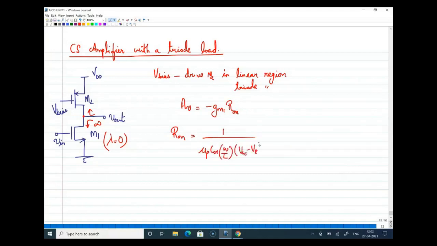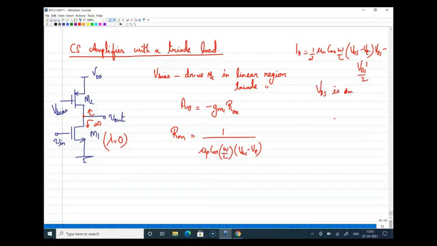Now, if you're wondering from where I wrote this equation, this is straight from the current equation of a MOSFET in linear region. ID is equal to half mu n Cox W by L, VGS minus VT into VDS minus VDS square by 2. This is the expression for a linear region. Now, when you assume that your VDS is small, VDS square can be neglected.